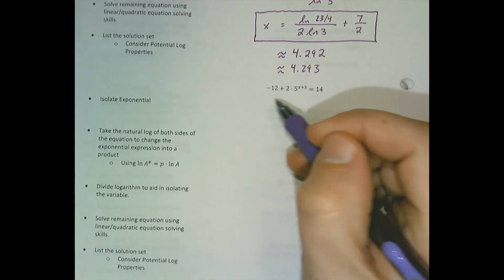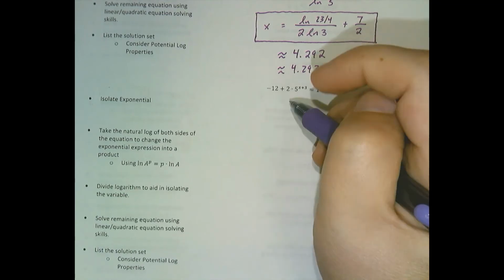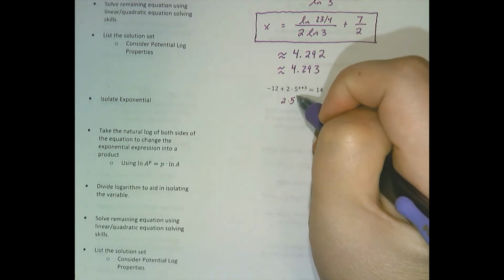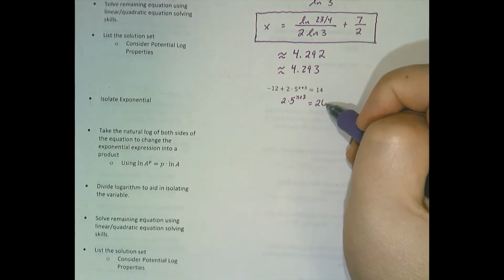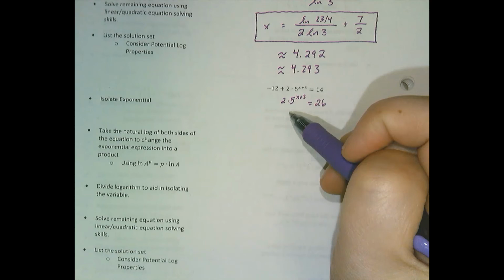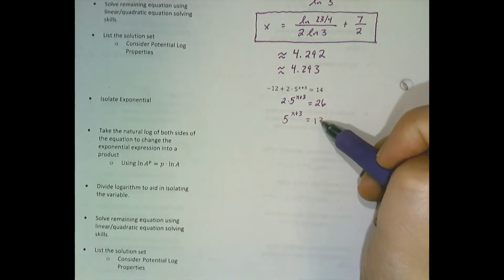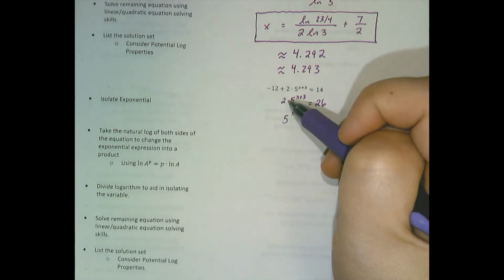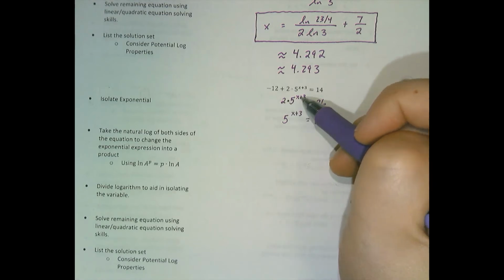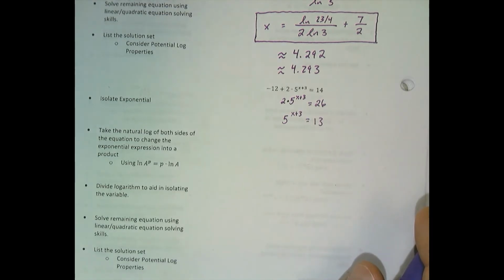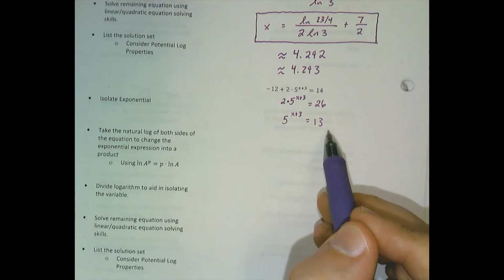Okay, here's another exponential. In this case, we've got the -12, so we're going to add 12 to both sides. 14 plus 12 is 26. Then we'll divide both sides by 2. Please note that that 2 cannot be multiplied in. We can't turn this into a 10 because the exponent only applies to the 5, not to the 5 and the 2.